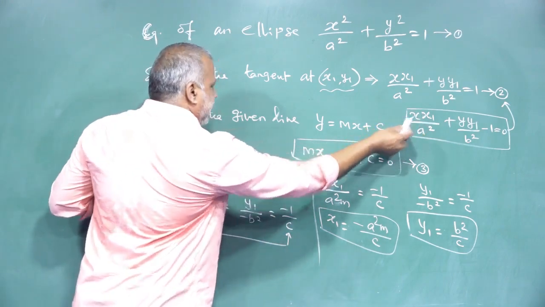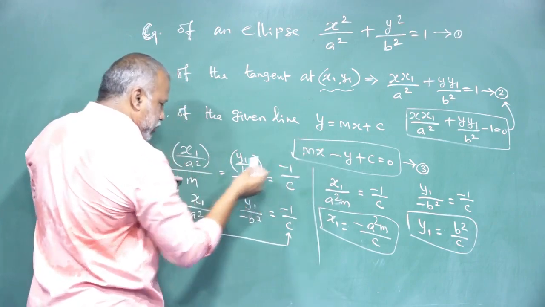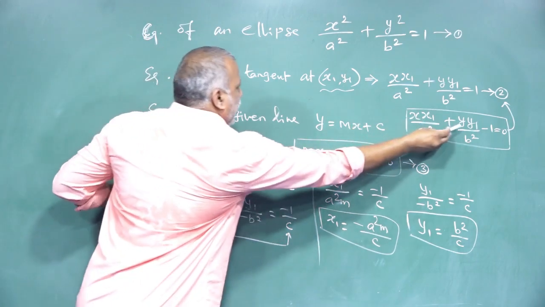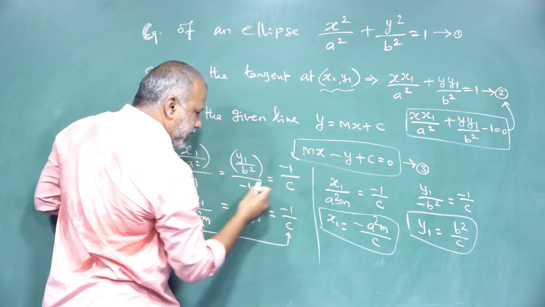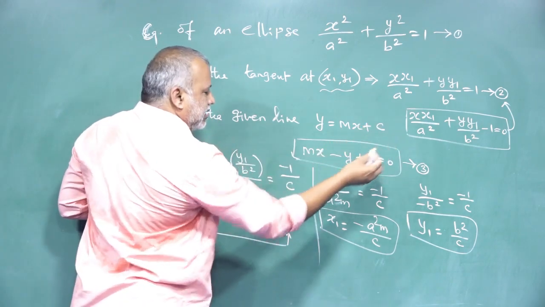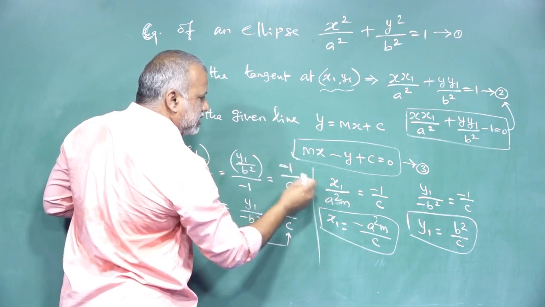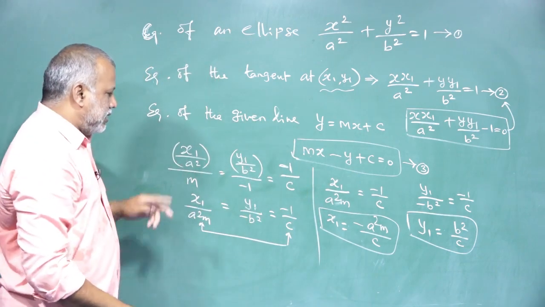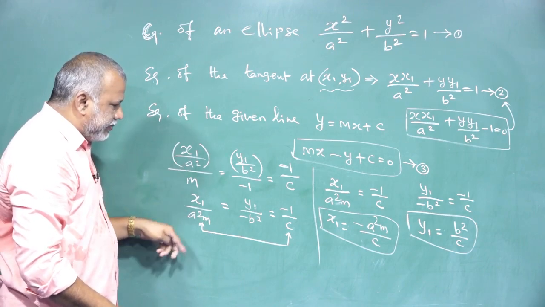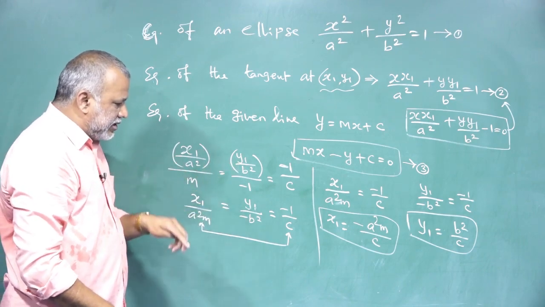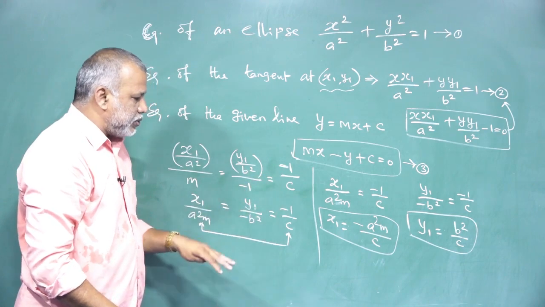So, x1 by a squared divided by this coefficient m. Then y1 by b squared divided by this coefficient. What is the coefficient of y here? Minus 1. Then what is the constant term? Minus 1 is the constant here, c is the constant. I can write like this: x1 divided by a squared m, y1 divided by minus b squared, then minus 1 by c.